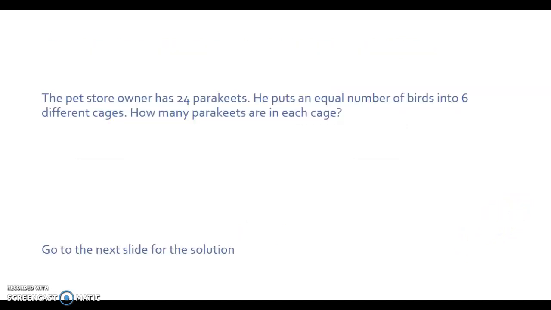The pet store owner has 24 parakeets. He puts an equal number of birds into 6 different cages. How many parakeets are in each cage? You ready? Pause so you're ready. Hit play.